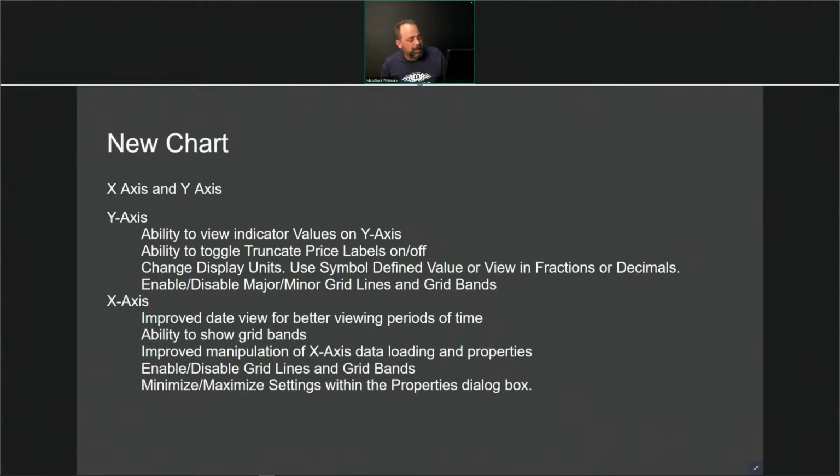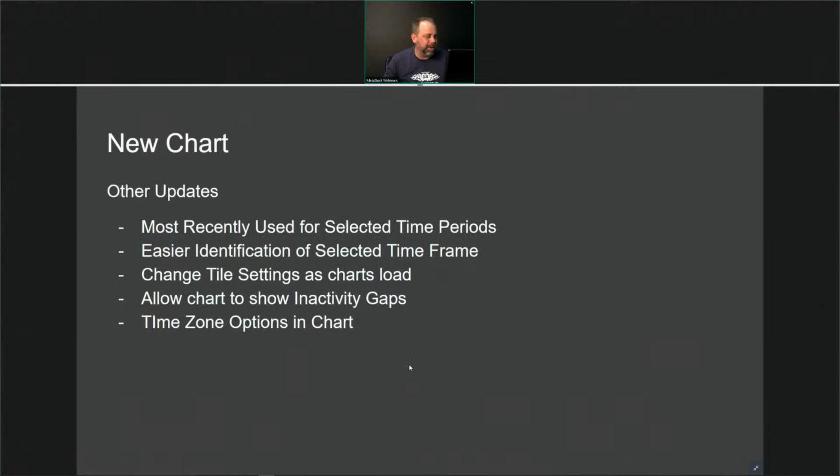So for the x-axis, we improved the date view for better viewing of periods of time. We have the ability to show grid bands. We've improved the manipulation of how you can load in things and unload things. And we've also minimized and maximized settings within the properties dialog box. So there you go. Whew. I'm getting good at reading.